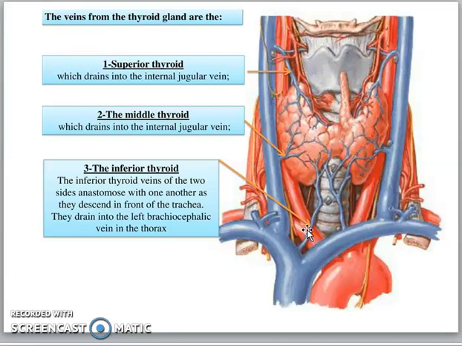Of course, remember, the internal jugular vein follows the internal jugular artery that was part of the carotid sheath on the lateral aspect of the thyroid gland that we mentioned before now.